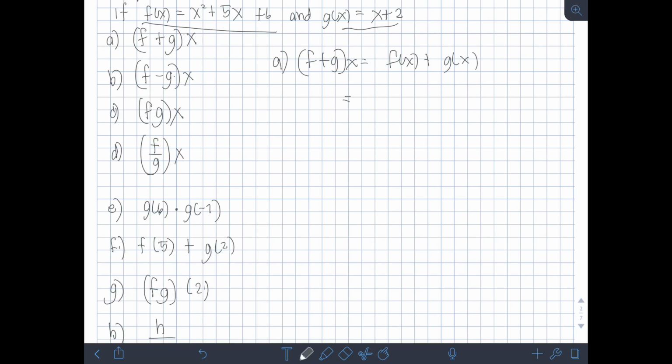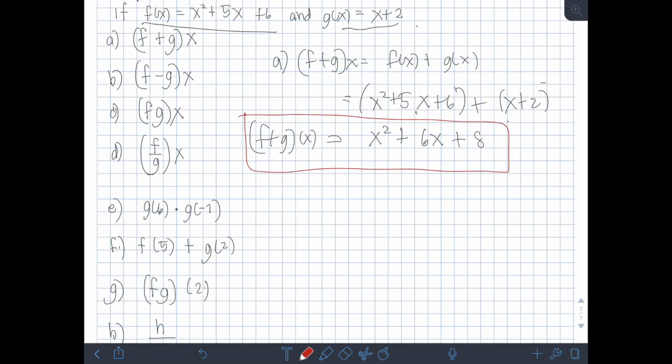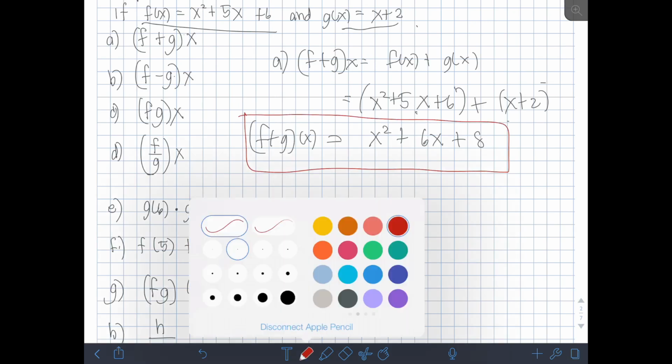So, yung given natin na f of x ay x squared plus 5x plus 6 plus yung g of x ay x plus 2. So, combine similar terms. So, we have x squared plus 5x plus x is 6x plus 6 plus 2 is 8. So, therefore, f plus g of x is equal to x squared plus 6x plus 8.